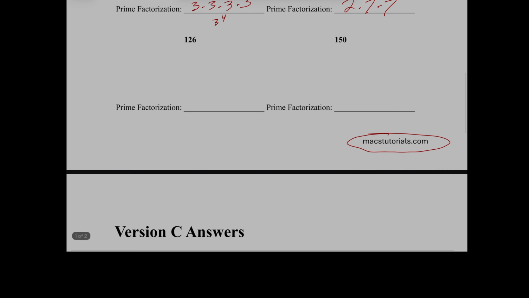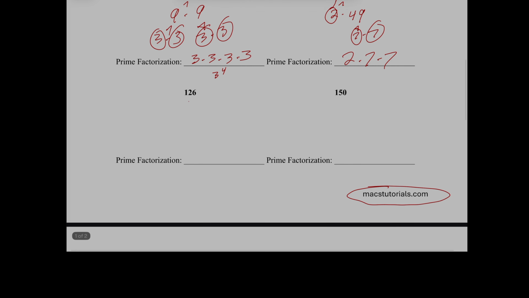Okay? Let's go to 126. Now, here's one thing I notice. If I go 1 plus 2 plus 6, I get 9. If you add all the digits and the answer is a number that is divisible by 3, that means the whole thing is divisible by 3. So I'm going to go 3. And I notice 3 goes into 12 4 times, and 3 goes into 6 2 times. You can do that. 3, and this is going to be a 7 and a 6.